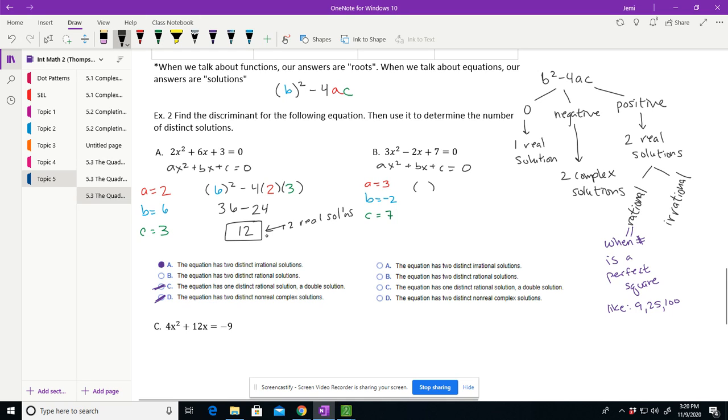If you did it right, you should have gotten a discriminant of negative 80. So if you got negative 80, good job. Negative 2 quantity squared gives me 4. 4 times 3 times 7 gives me 84. 4 minus 84 is negative 80. So that's part of my answer. That's my discriminant.